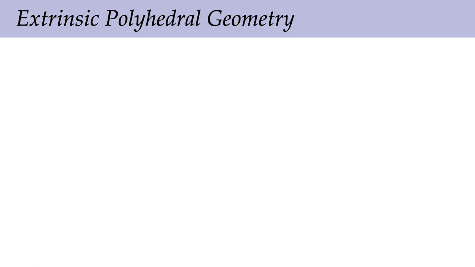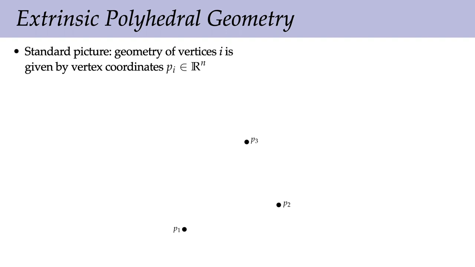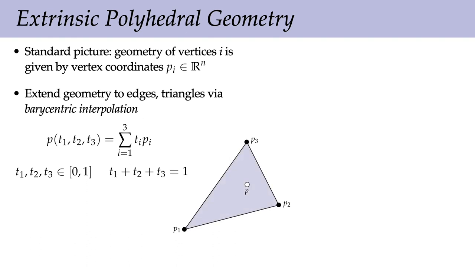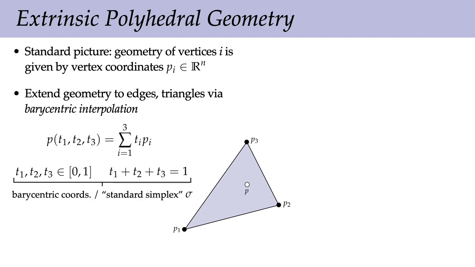Okay, so the standard extrinsic picture is that the geometry of vertices is given by vertex coordinates, let's call them p_i in R^n. And if I want to extend this geometry to edges and triangles, I do that via barycentric interpolation. All right, so I can write any other point in the triangle as a linear combination of the vertices, where the coefficients t_i of the linear combination are between 0 and 1 and sum to 1. Okay, so these are called the barycentric coordinates. And if I think about the set of all valid barycentric coordinates, that defines what's called the standard simplex.